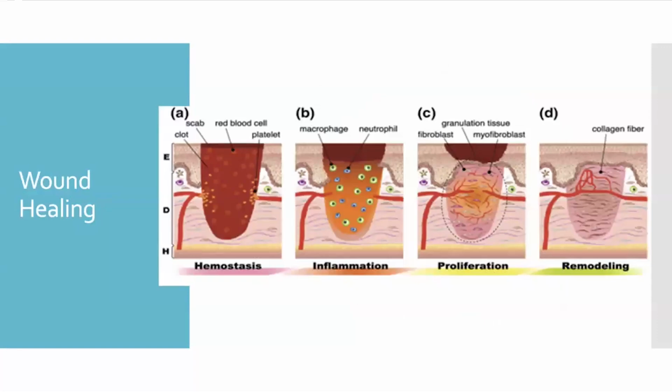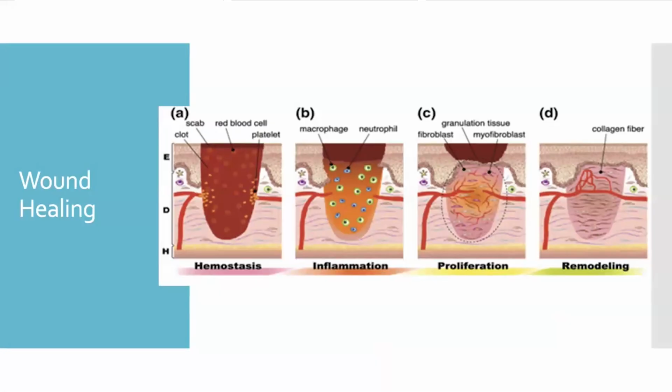Wound healing progresses, or should progress, through 4 phases. The first of which is hemostasis. This is something that has to occur. It occurs immediately after injury, and it has to be accomplished for wound healing to progress to the other phases. The biggest players in hemostasis are the red blood cell and the platelet in forming a clot or a scab.